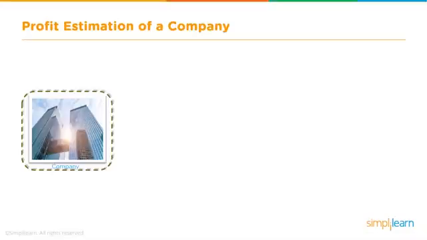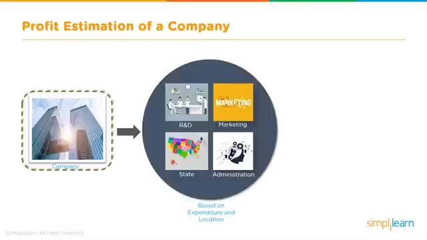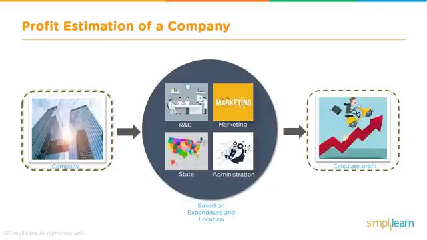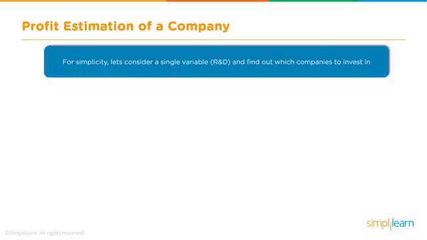In this case, we have our company, we have the different expenses, so we have our R&D, which is your research and development, we have our marketing, we might have the location, we might have what kind of administration it's going through. Based on all this different information, we would like to calculate the profit. Now, in actuality, there's usually about 23 to 27 different markers that they look at if they're a heavy-duty investor. We're only going to take a look at one basic one. We're going to come in, and for simplicity, let's consider a single variable R&D and find out which companies to invest in based on that.